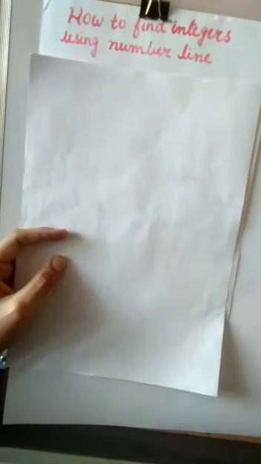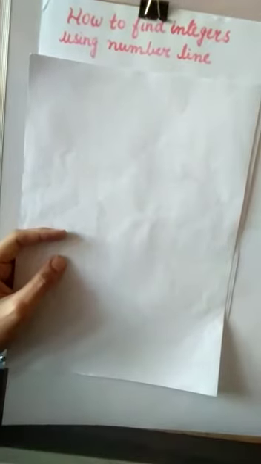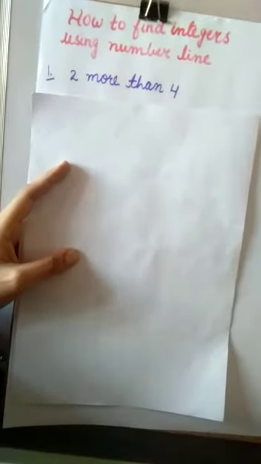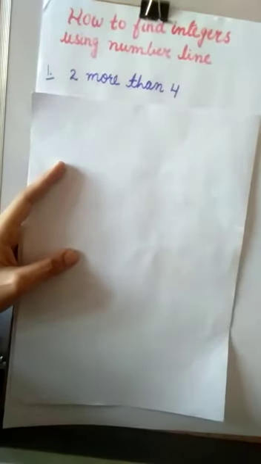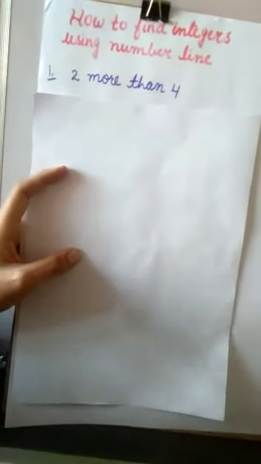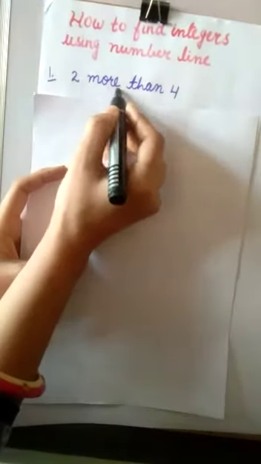Now as we have learned how to arrange the integers in increasing and decreasing order, again we will learn how to find the integers using the number line. Here I'll take one example: 2 more than 4. Which is that integer which is 2 more than 4?